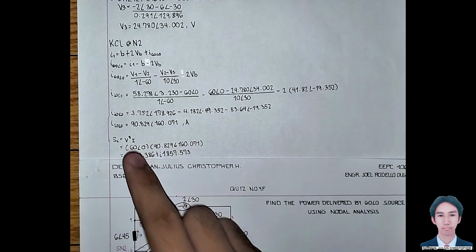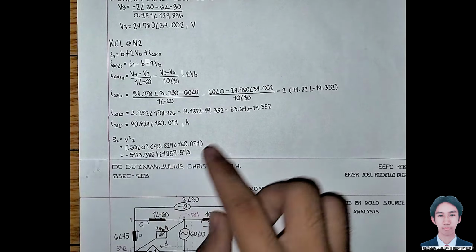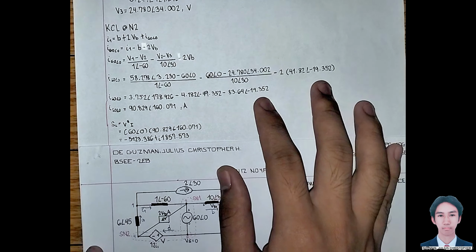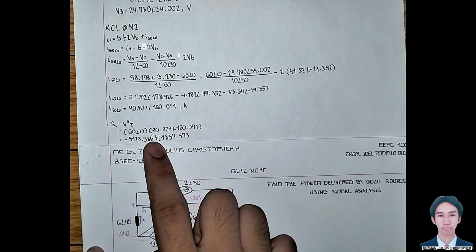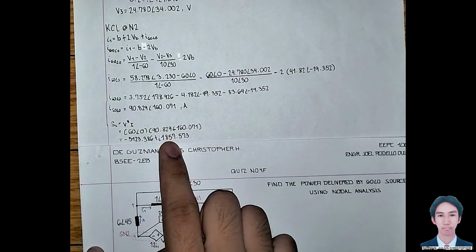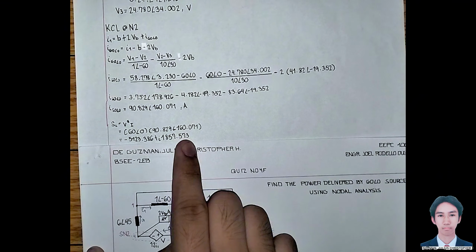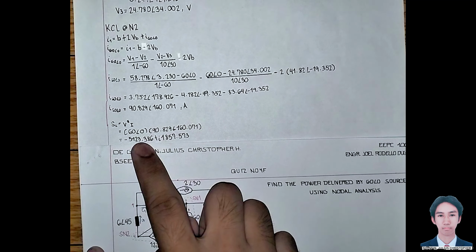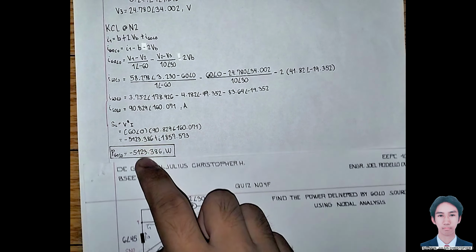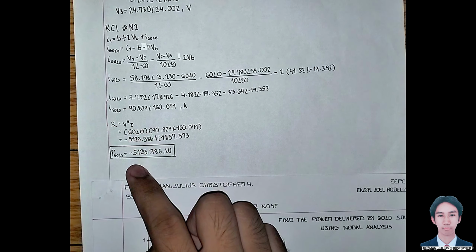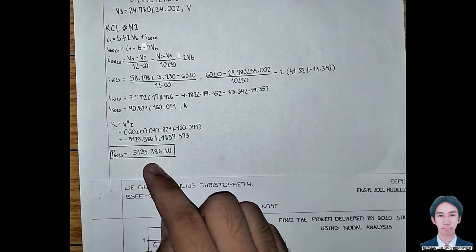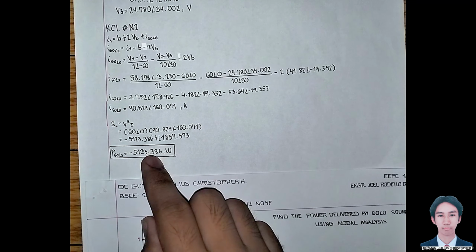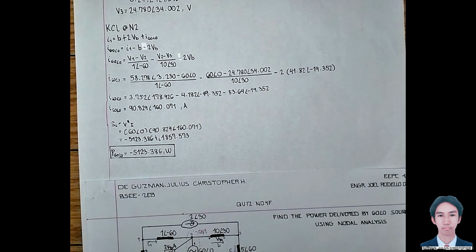Now, to get the power delivered by the 60∠0° source, let's multiply the voltage and the current of the source, and in rectangular form, that is negative 5,123.386 plus j1,857.573 volt-amperes. The real number in this rectangular form is the power delivered by the 60∠0° source, which is negative 5,123.386 watts. I hope you learned from this discussion. Thank you.